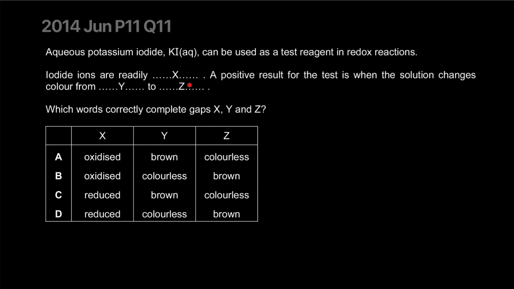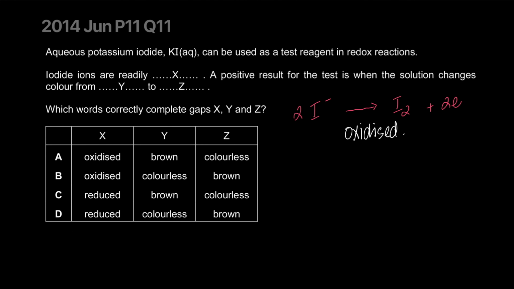Iodide ions are readily blank, right? So let's take a look at the iodide ion. There's only one kind of iodide ion, which has a negative charge. So what it can do is, two of these can lose electrons to form iodine. What is the loss of electrons called? It's oxidation. This has been oxidized. Positive result for the test in which the solution changes color from blank to blank. Okay, so iodine is formed from iodide ions.